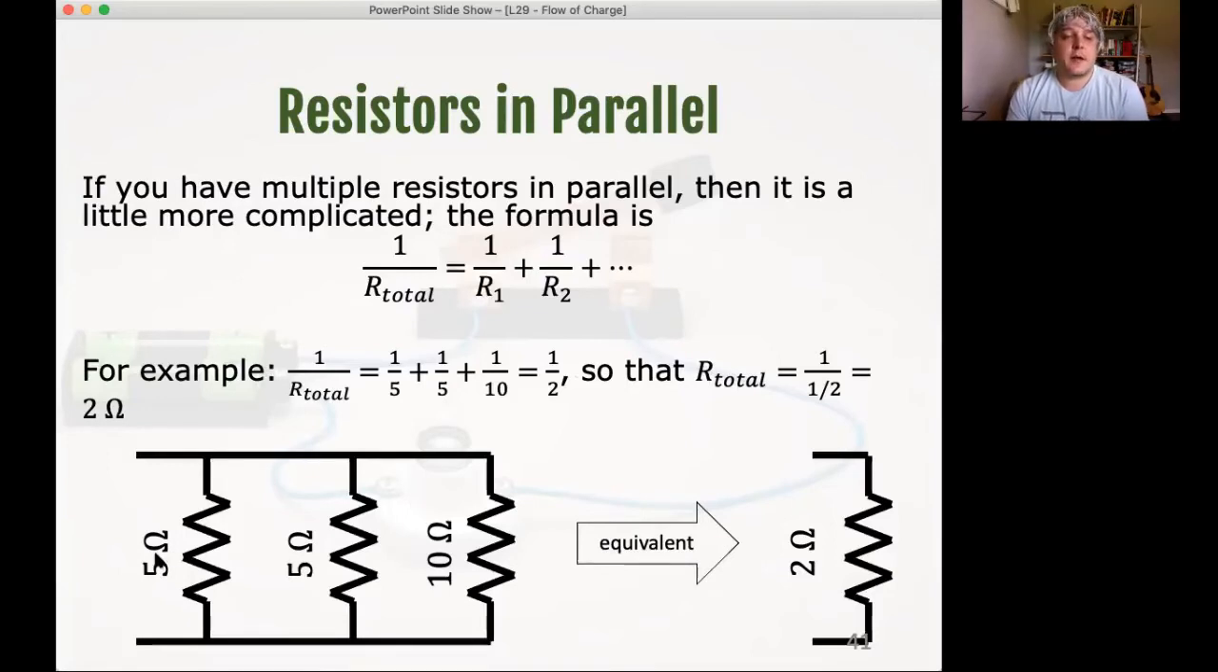So what you can see is that by adding more resistors, we had a 5 ohm, we add another 5, and then we add a 10, we've actually lowered the total resistance. We've gone down to 2 ohms total resistance. And that's because each of these pathways lets through some electrons. So in order to have a single pathway that lets through just as many electrons, it needs to be lower resistance.